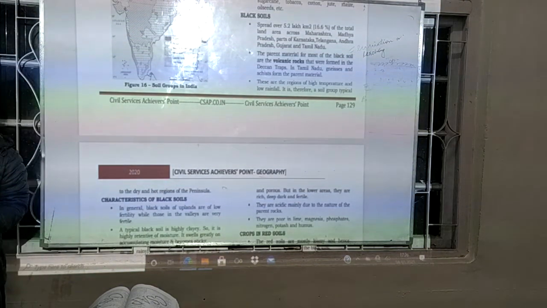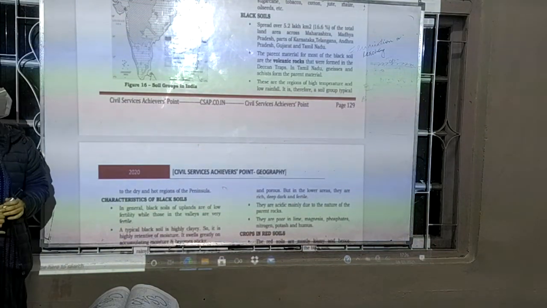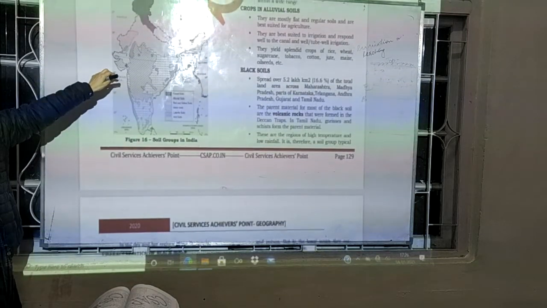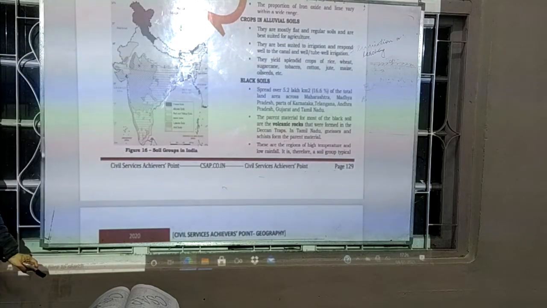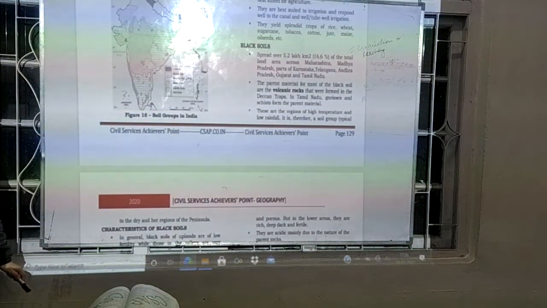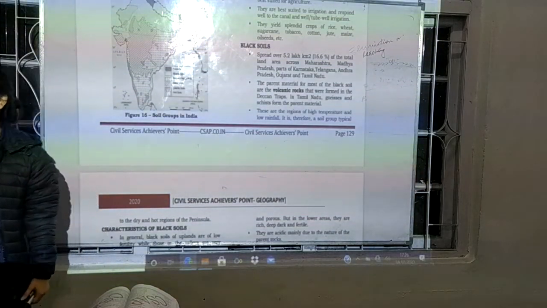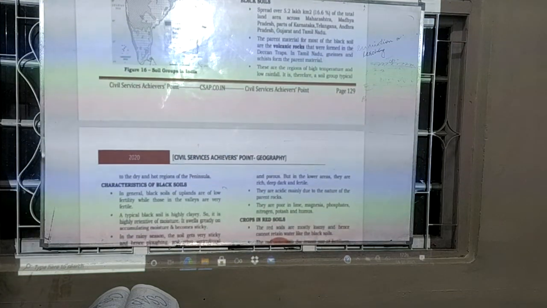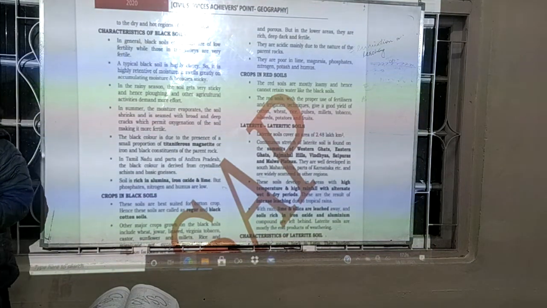See, which are the states of the Deccan area? Maharashtra, Karnataka. See, this area is the black soil. So what are the areas? Maharashtra, Karnataka, Andhra, Gujarat. See, the parent material is volcanic rocks. Then what are the characteristics? See, a typical black soil is highly clayey. Clayey means what? It has high water retention capacity.